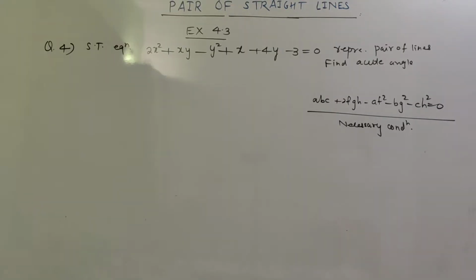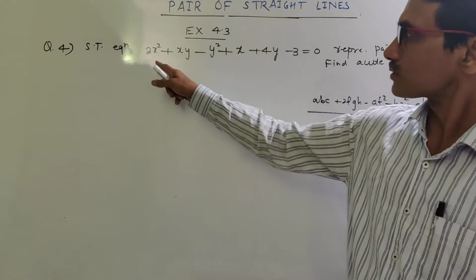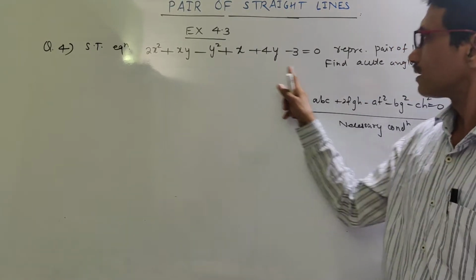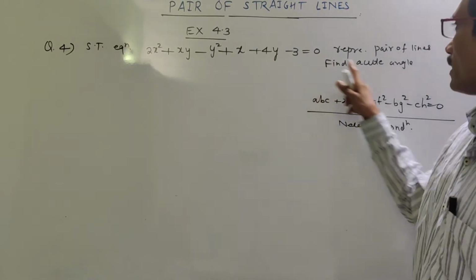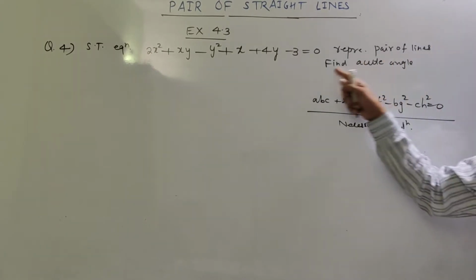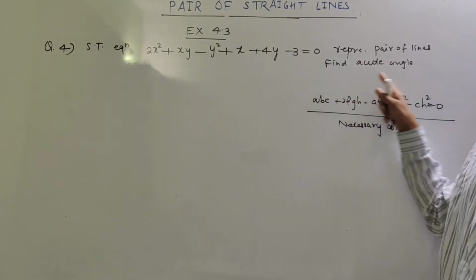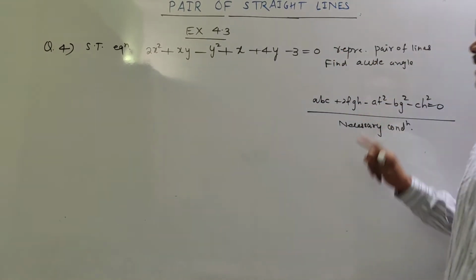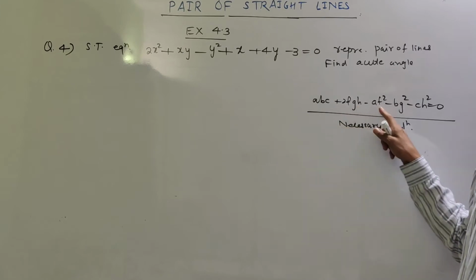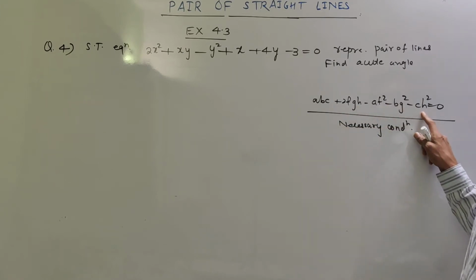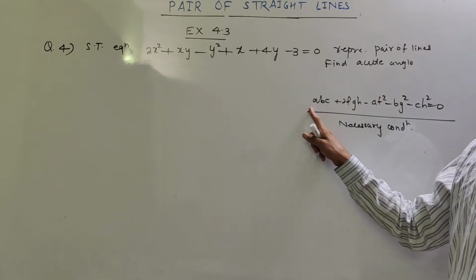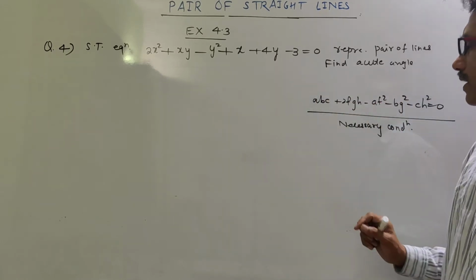Question number 4. See, show that equation 2x square plus xy minus y square plus x plus 4y minus 3 is equal to 0 represents pair of lines, and also we find acute angle between them. So we have studied necessary condition is this abc plus 2fgh minus af square minus bg square minus ch square equals to 0. अगर ये condition है तो that is a necessary condition that the equation will represent pair of lines.